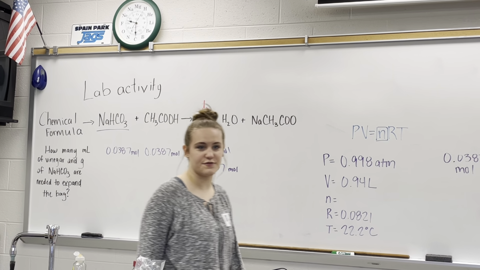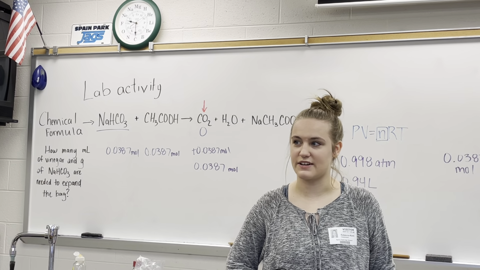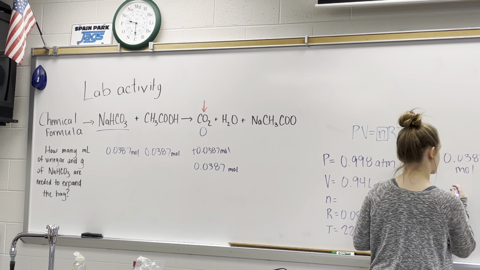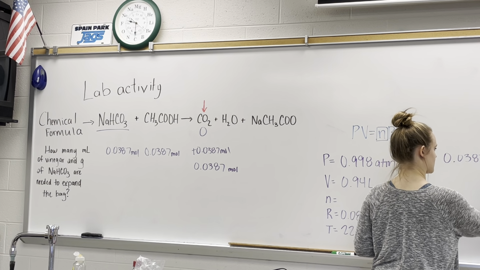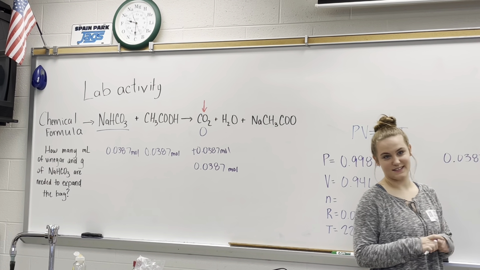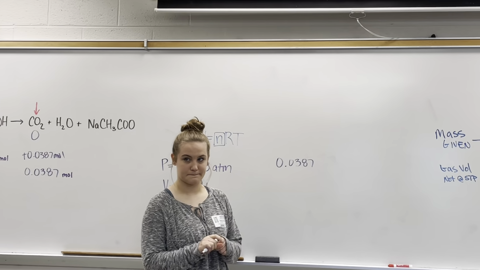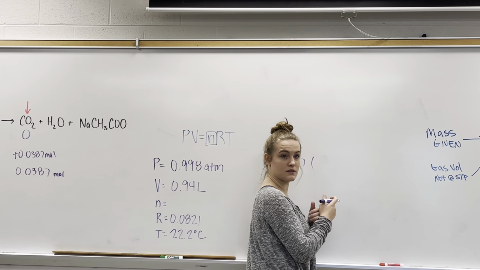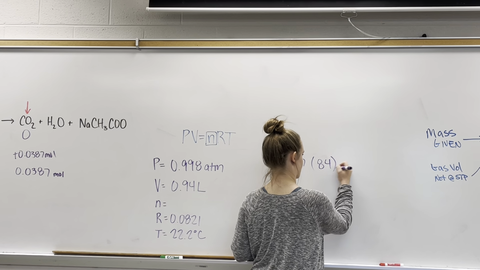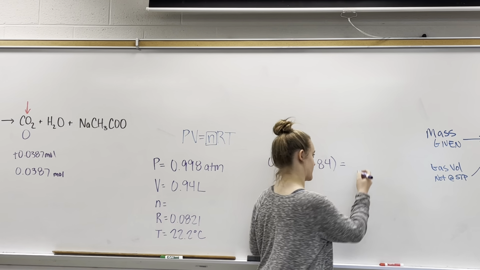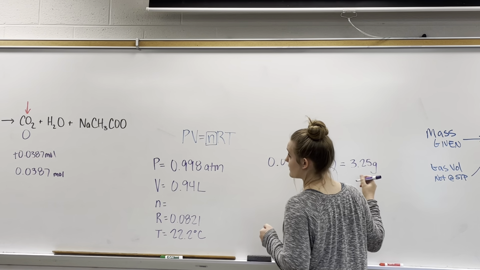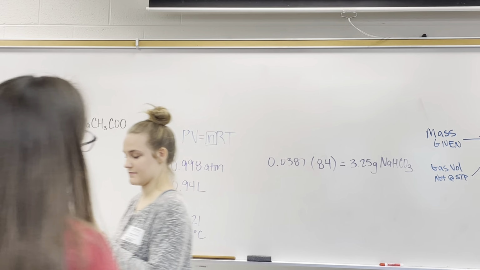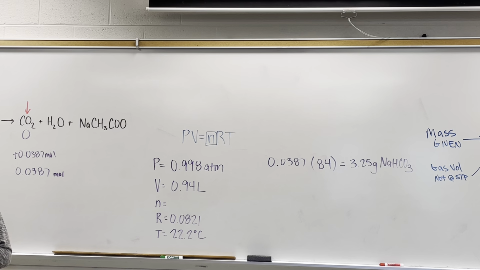Did everybody get an answer for this problem? Alright, what'd y'all get? 3.25 grams. Okay. So how did y'all get that? What math did y'all do to get 3.25? Molar mass. Added your molar mass. So what did you get when you did your molar mass? 84.01. Alright, we can call it 84. So that's 3.25 grams of NaHCO3. Who all knows what sodium bicarbonate is? Baking soda. Yes.